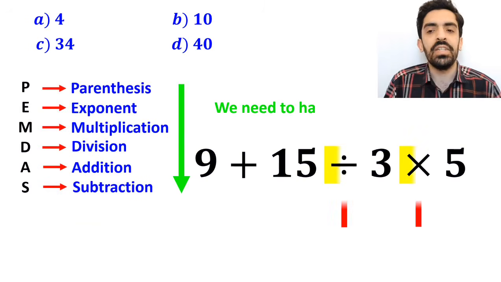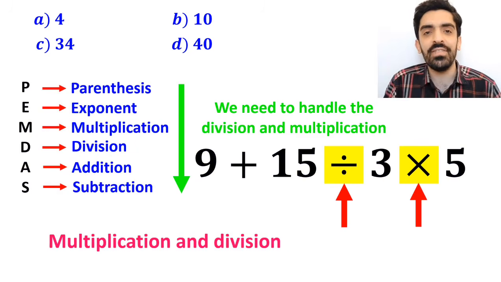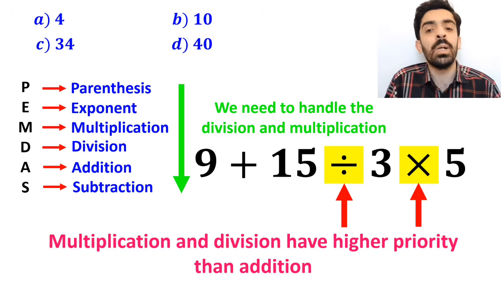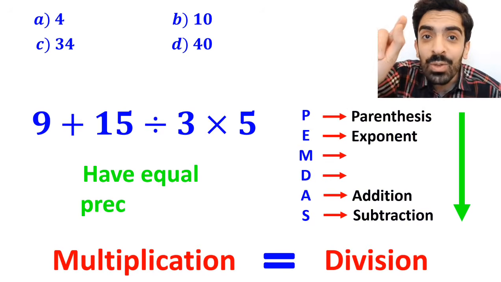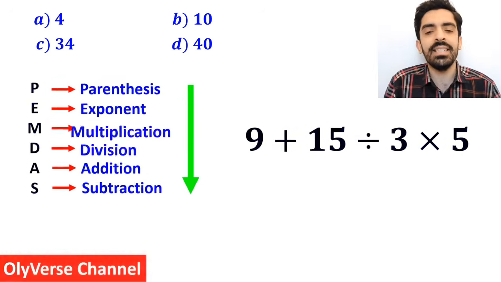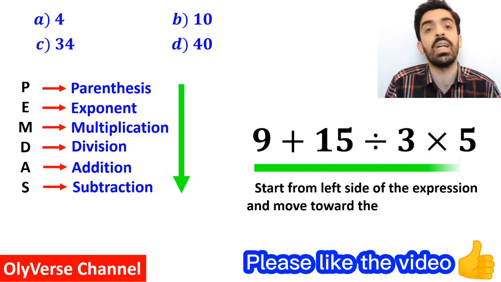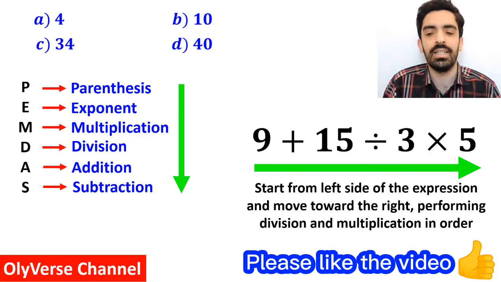And the next step, we need to handle the division and multiplication, since multiplication and division have higher priority than addition. However, it's very important to note that multiplication and division have equal precedence. In this situation, the best thing to do is to start from the left side of the expression and move toward the right, performing division and multiplication in order.